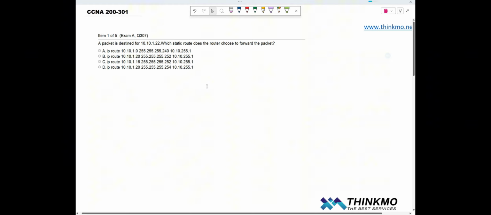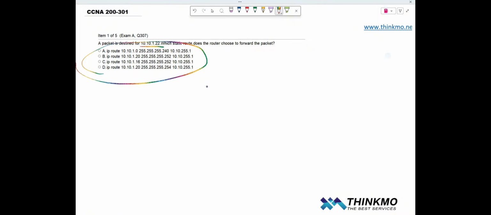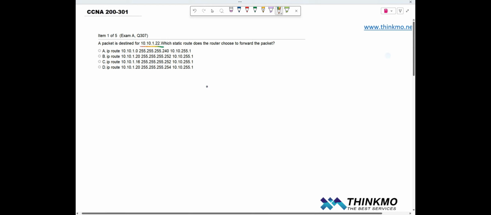Let's look at the first question. The first question asks about the destination address of a data packet. The destination address of the packet is 10.1.1.22. Which of the following static routes will the router choose to forward the packet? Now, let's look at the first option.